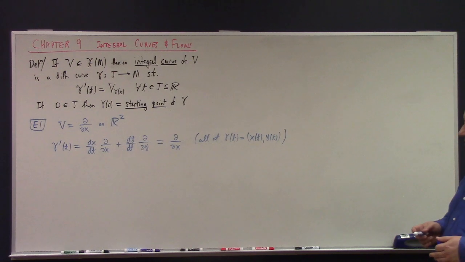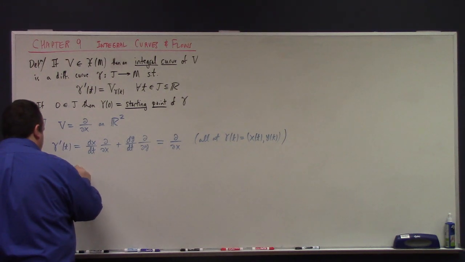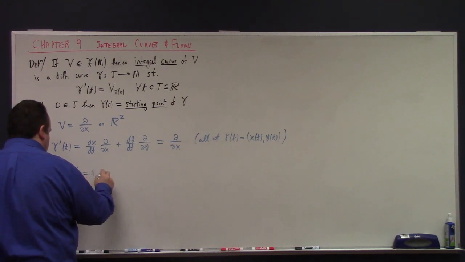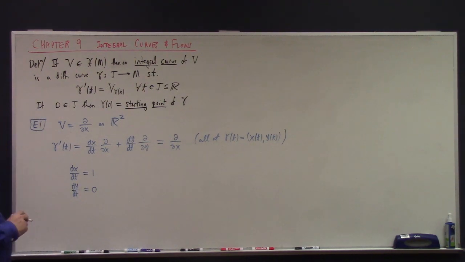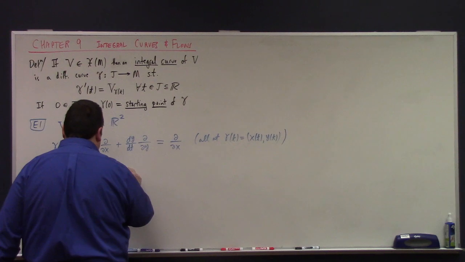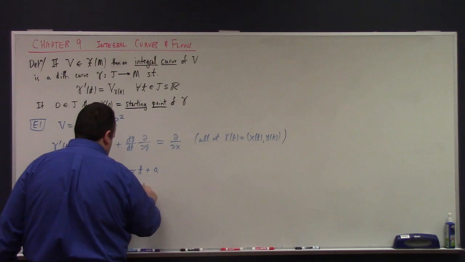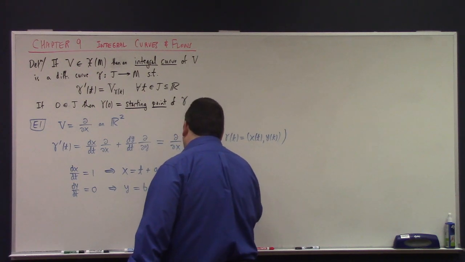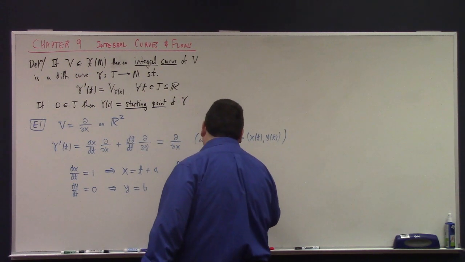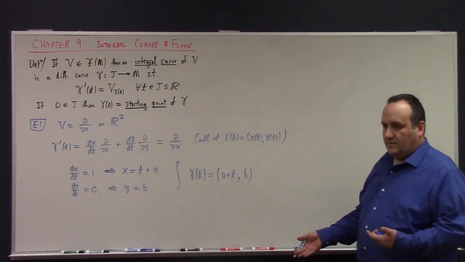All right, so what does this mean then? We're actually needing to solve dx/dt equals 1, and dy/dt equals 0. These we can solve by integration, right? So this tells me that x is equal to t plus a, and this tells me that y is equal to b, where a and b are constants. Put those two things together, we've got gamma of t equals (a plus t, b). That is the integral curve.